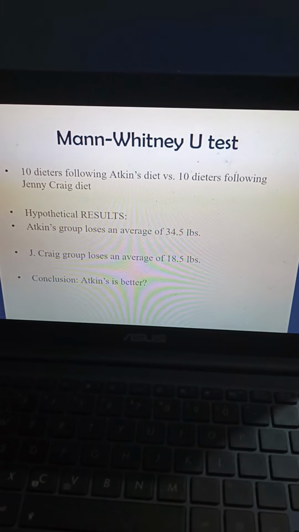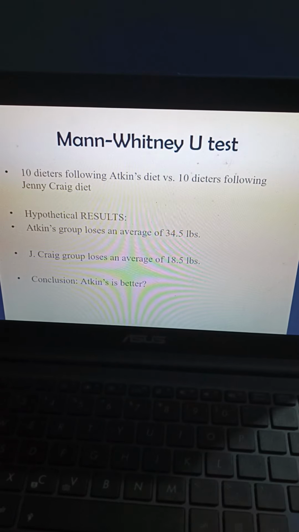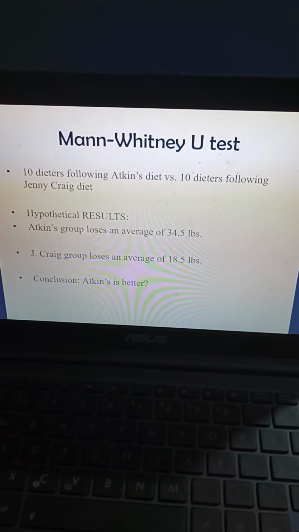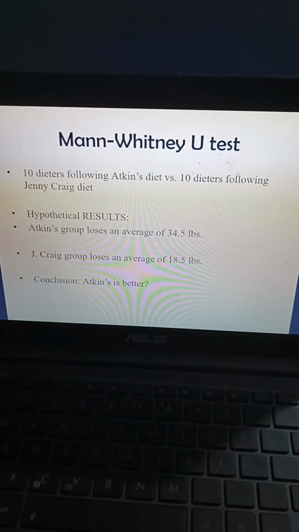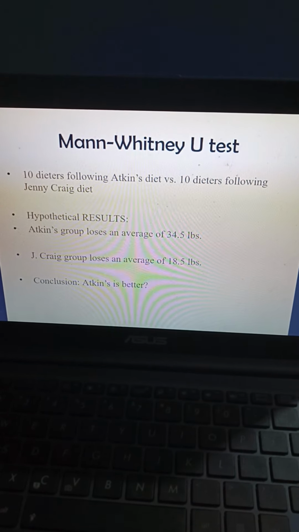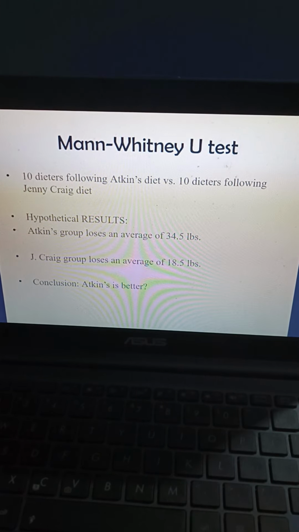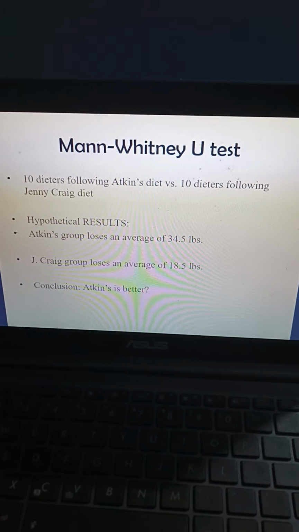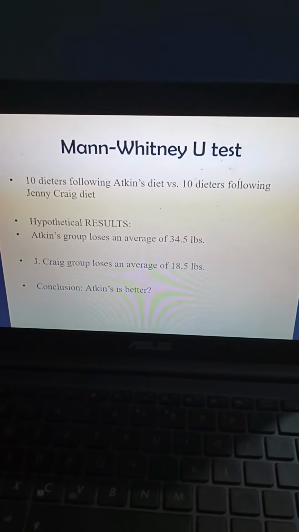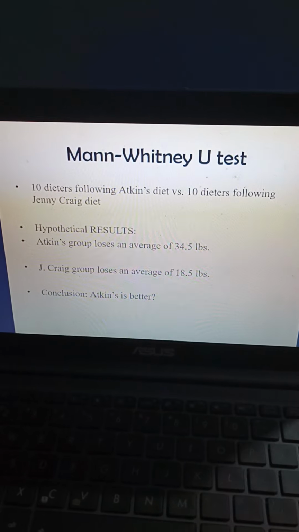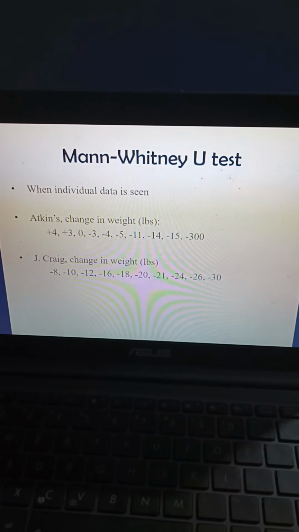10 dieters following Atkins diet versus 10 dieters following Jenny Craig diet. Hypothetical results: Atkins group loses an average of 34.5 lbs and J. Craig group loses an average of 18.5 lbs. Conclusion: Atkins is better? So in this way Mann-Whitney U test can be done.